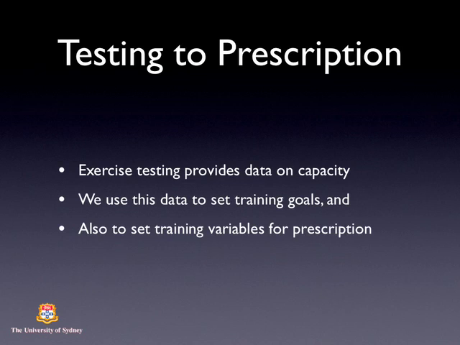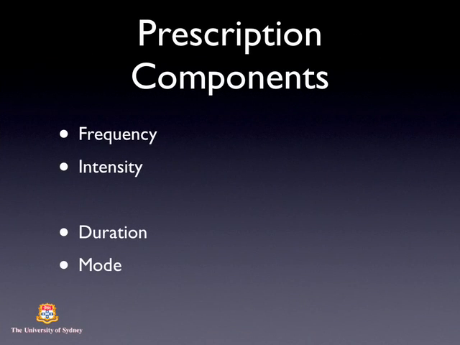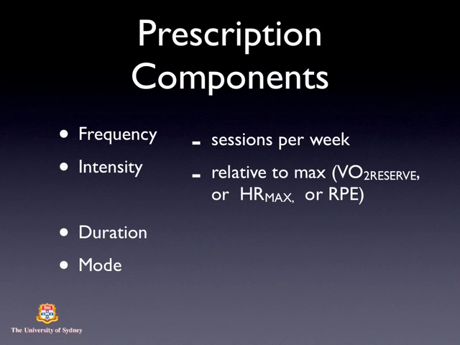We also use it to set training variables or components of the training program when we're prescribing exercise. Now, these prescription components are frequency, intensity, duration, and modality. Frequency is number of sessions or number of exercise bouts per week. Intensity is relative to some maximum value, so percent of VO2 reserve or heart rate reserve, which are very similar, percentage of heart rate max, or rating of perceived exertion. Duration is normally in minutes, and modality refers to the type of exercise. So we're talking about walking, jogging, cycling, etc.